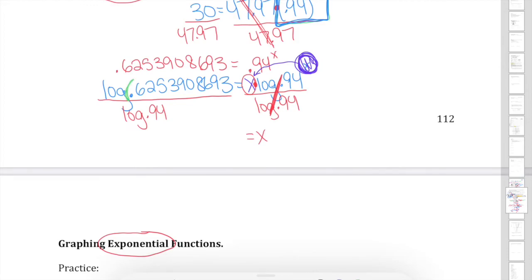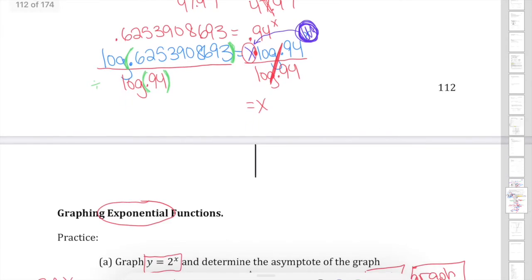You might be thinking right now, do I have to plug in that whole decimal in the calculator? Absolutely. You press log, it'll give you the open parentheses. You type in that whole thing. Don't forget to close your parentheses. Divided by the log of 0.94, close your parentheses. So take a second to plug that in. I'm just going to write down the answer that you hopefully get.